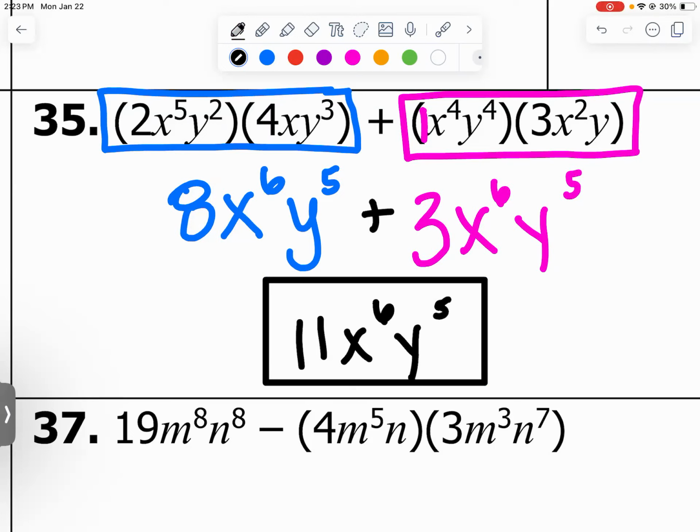Yes. When there's no number in front of it, it's 1. Say, do you want to know what your homework is? It's page 3. All of it.